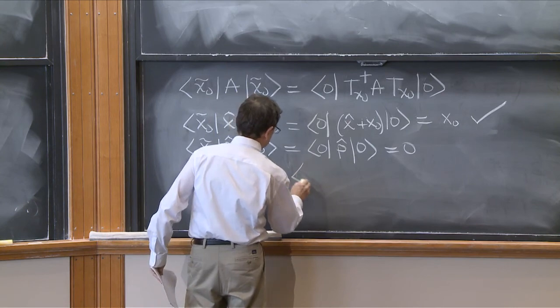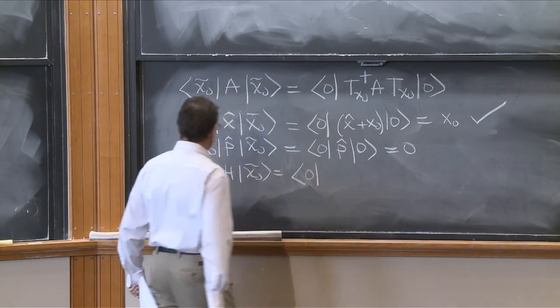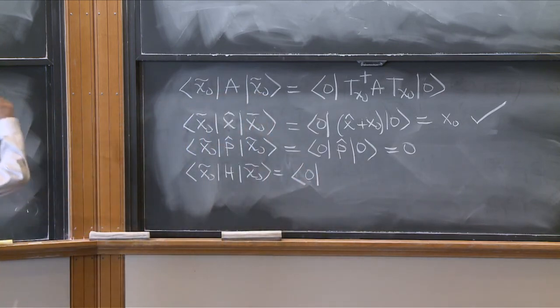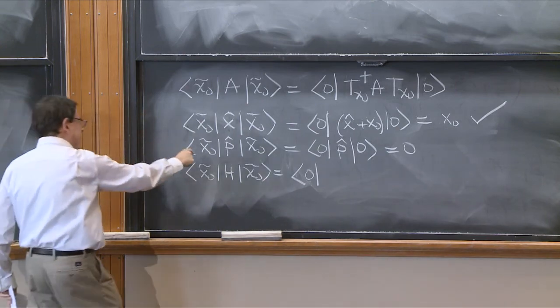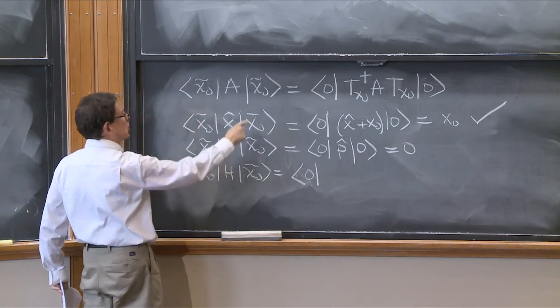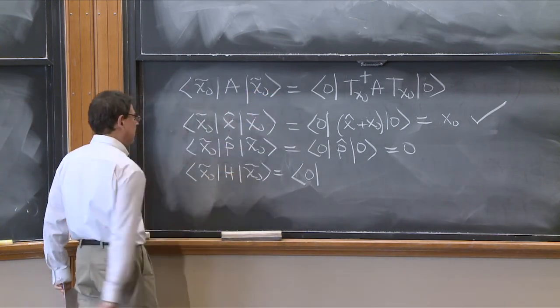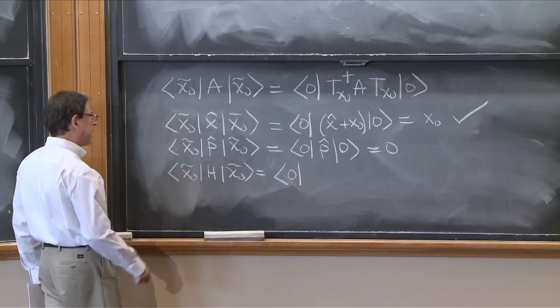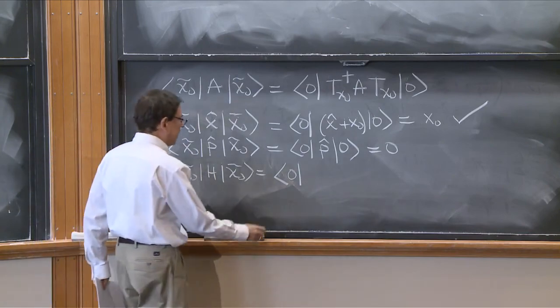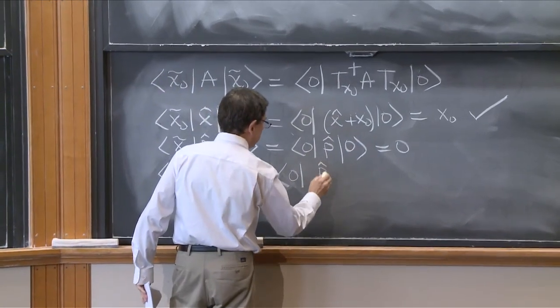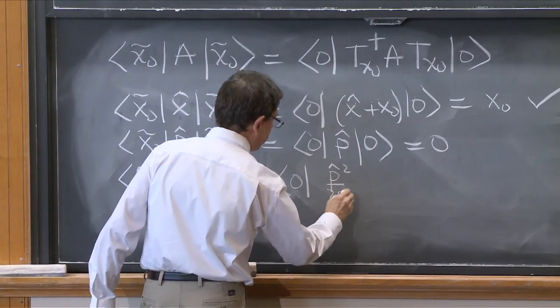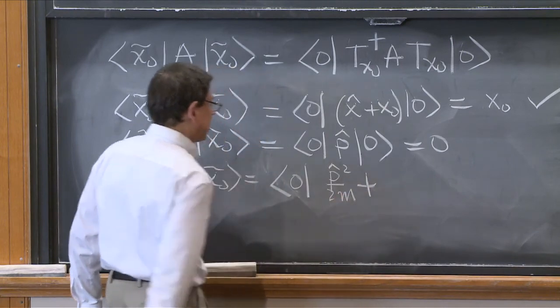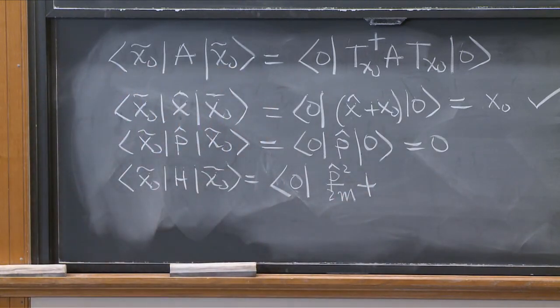Well, this should be, now you imagine in your head, T dagger H T. Now, H is p squared over 2m, and that p squared over 2m gets unchanged. P squared over 2m is not changed because T dagger and T does nothing to it. T dagger from the left, T.